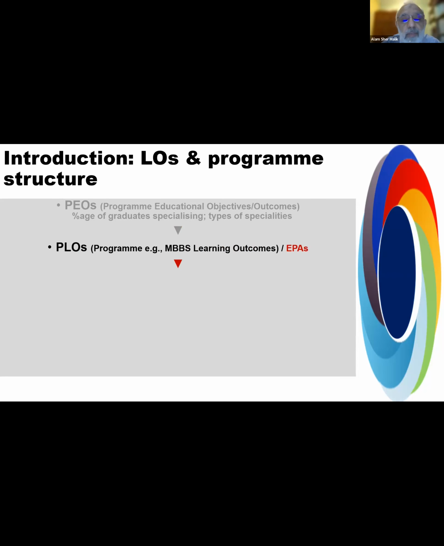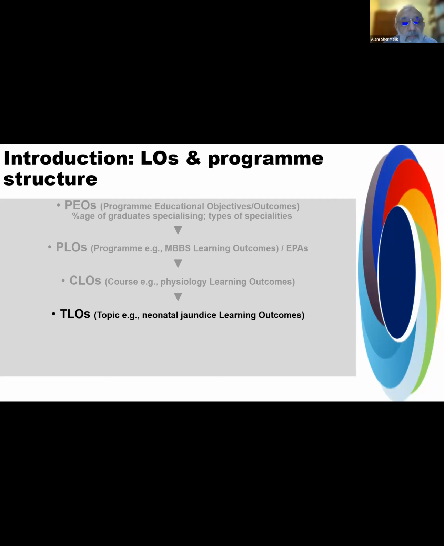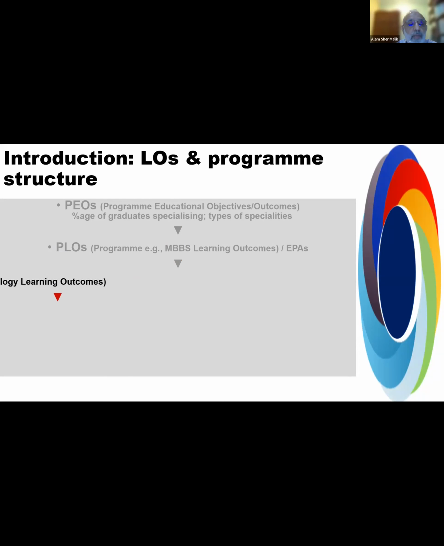Next is the program learning outcomes. For example, MBBS is a program, so learning outcomes of the program, and some people would say entrustable professional activities. Then is the CLO, which is the course learning outcome. For example, physiology is one course, anatomy is one course, so their learning objectives. And then is the topic learning objectives, for example, neonatal jaundice learning outcome.